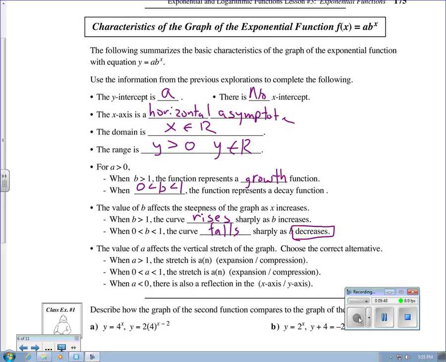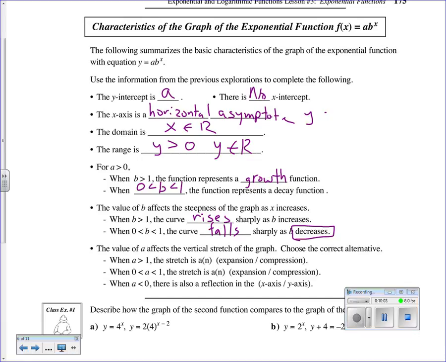So I like what the policeman has to say here. All the things we've concluded in this exercise. The y-intercept is a. There are no x-intercepts. The x-axis is a horizontal asymptote, which is defined by y equals 0. The domain is x can be anything. X is an element of the reals. The range: y is greater than 0, and y is an element of the reals.